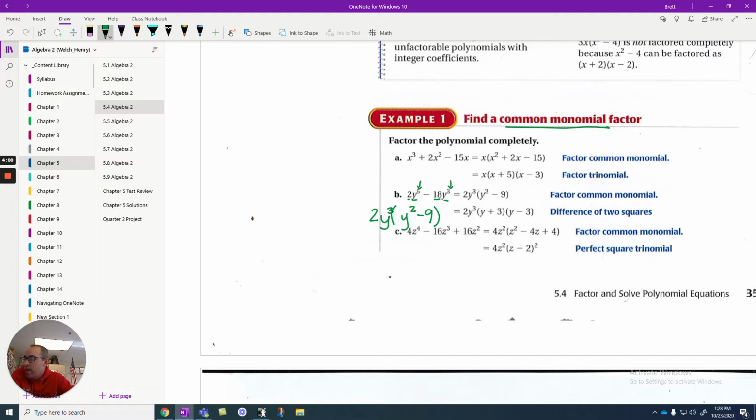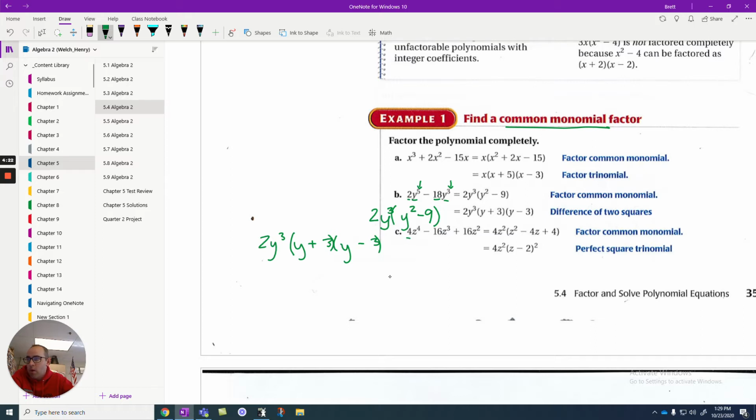Except that y squared minus 9 still factors further. Remember, we have these difference of squares. And so y squared minus 9 would split as y and y. Then 9 splits as 3 and 3 with a plus or a minus. And then this last one is more of the same.